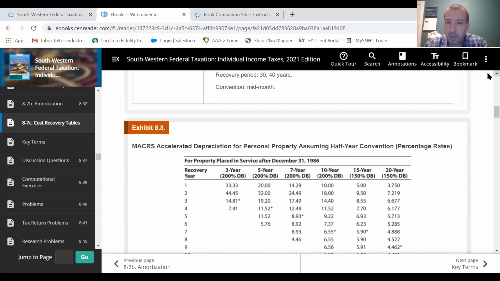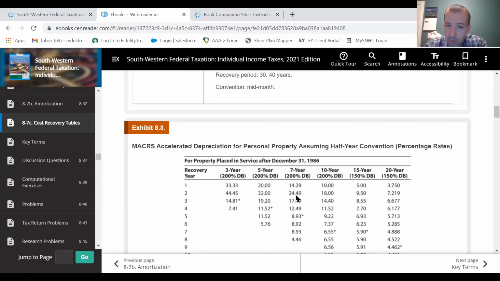So if we go to exhibit 8.3, and we know that we have personal property, and personal property uses the half-year convention, once we know the useful life, so if this is equipment, it's 7 years, we simply have to know the year that it's placed in service. That's all we have to do. So for year 1, we're going to take the cost of the asset, the depreciable cost, and we're going to multiply it by 14.29%, and that's my deductible depreciation for year 1.